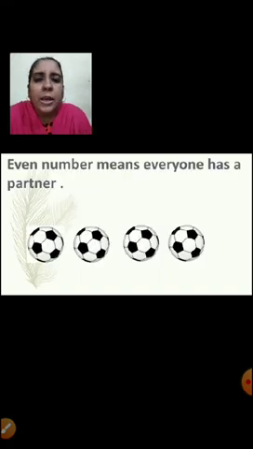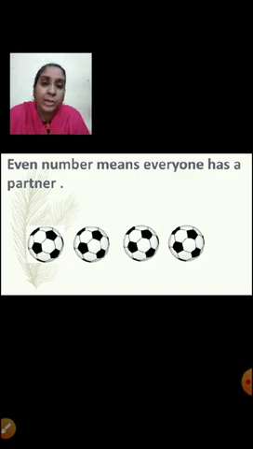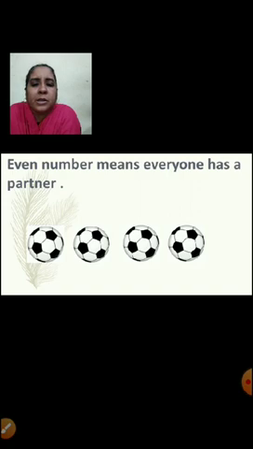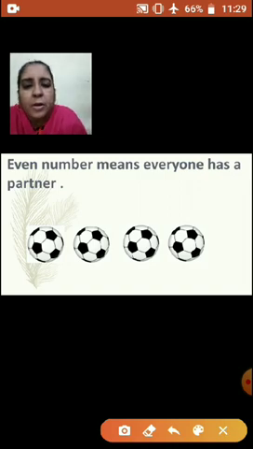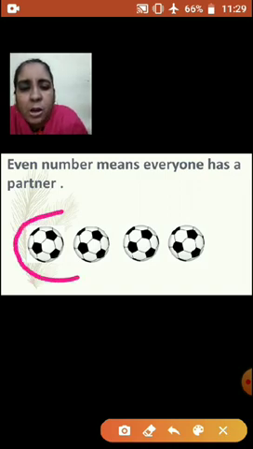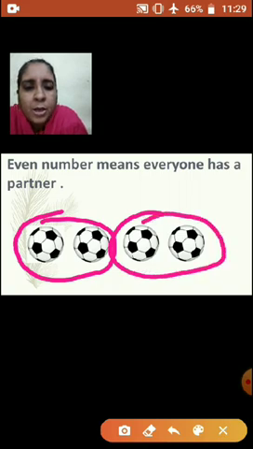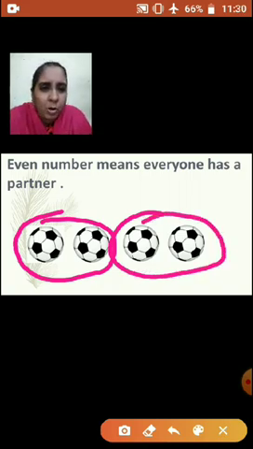Now here, even number means everyone has a partner. Suppose here you can see I have put 4 balls on the screen, right? In this picture you can see 4 balls. Now let us group these balls in pairs of 2. 1 ball, 2 ball. 1 ball, 2 ball. So here, can you see any ball left?